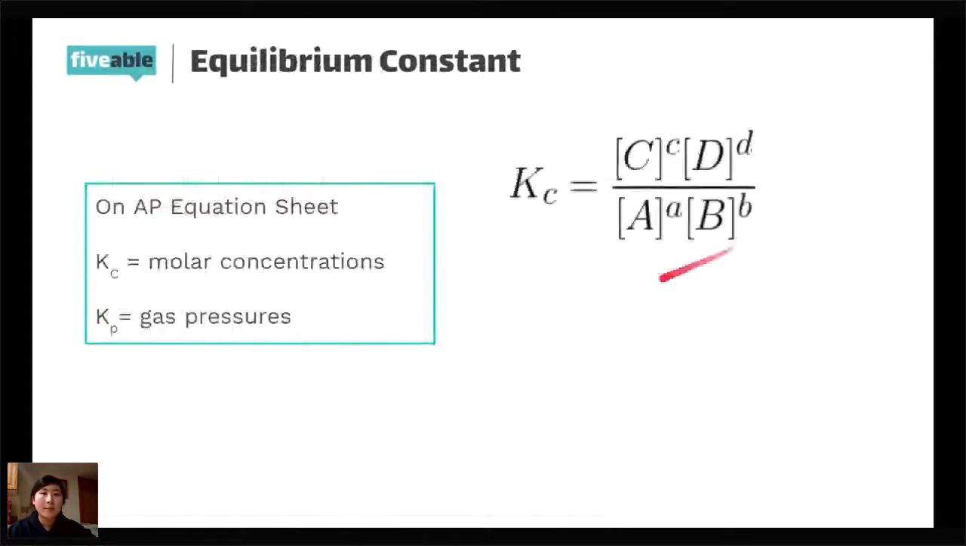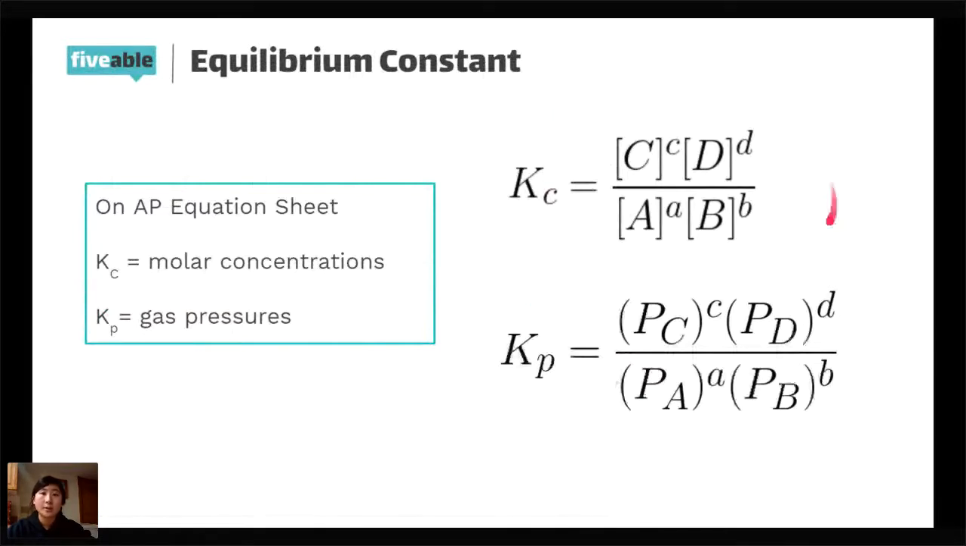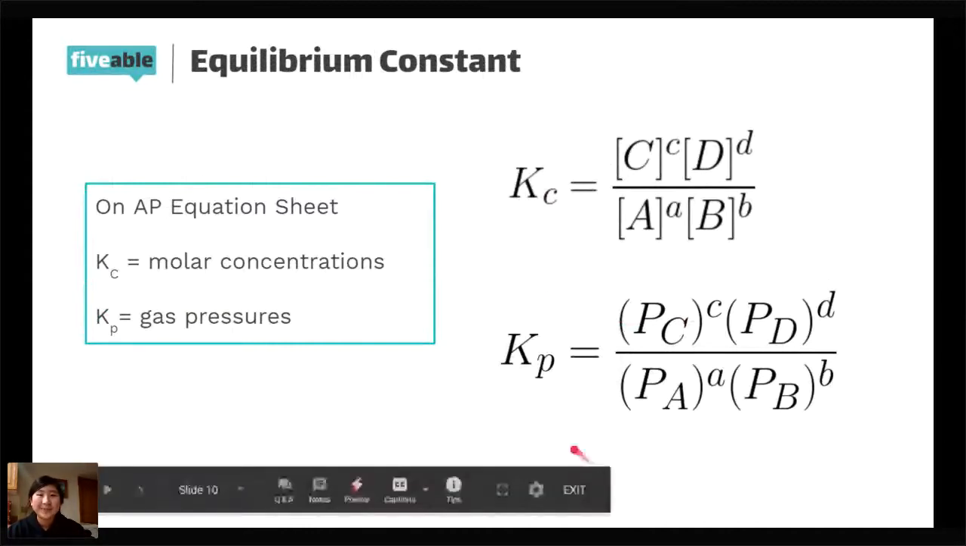This is the K, which is the equilibrium constant, and then this is another form of the K. This is for gases. So if you're dealing with gas pressures, then you'll be using this. But for the sake of today, we're going to be focusing more on the Kc, which is the molar concentration equilibrium constant. And Kp, honestly, it doesn't appear that much on the AP exam, but it's something.